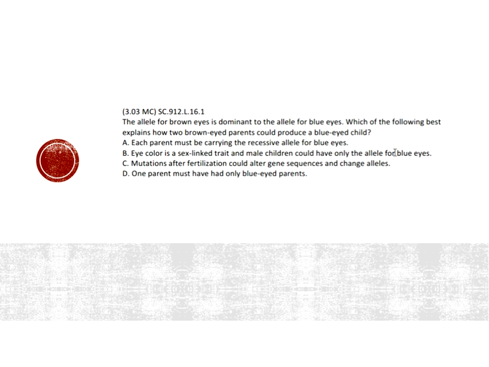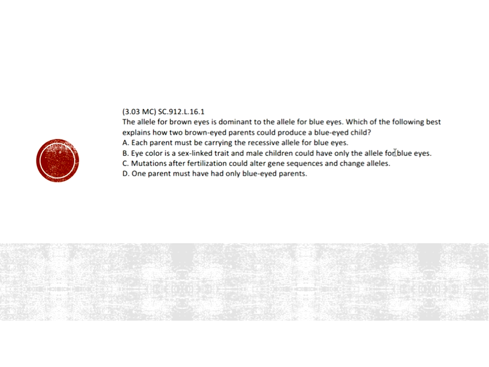Next question is, the allele for brown eyes is dominant to the allele for blue eyes. Which of the following best explains how two brown-eyed parents could produce a blue-eyed child? A, each parent must be carrying the recessive allele for blue eyes. B, eye color is a sex-linked trait and male children could only have the allele for blue eyes. C, mutations after fertilization could alter gene sequences and change alleles. Or D, one parent must have had only blue-eyed parents. So which of those would be the best explanation as to why two brown-eyed parents could produce a blue-eyed child?